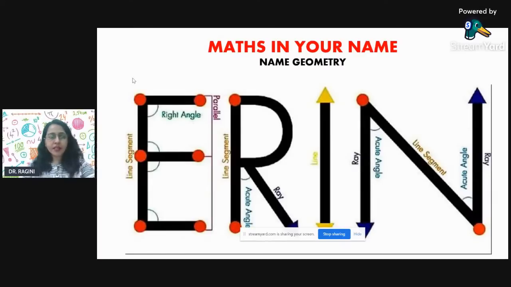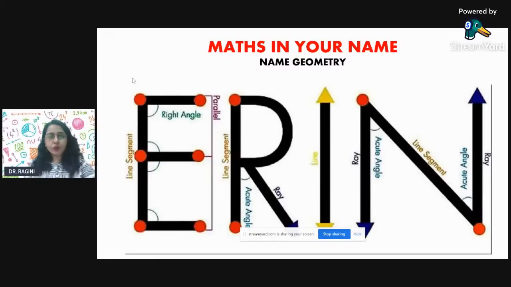After students have classified all the angles in their name as acute, obtuse, or right angle, they will use a protractor to measure all the angles. They will label each angle with its corresponding measurement in degrees.